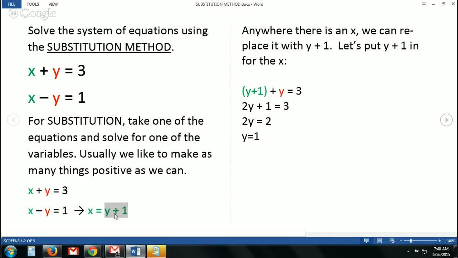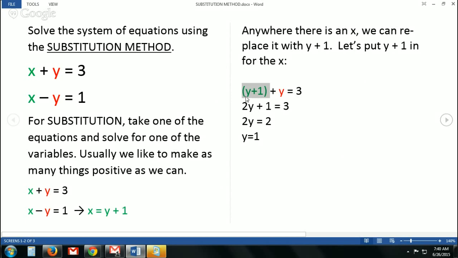So we can take the y plus 1 that we know x to be, and we can substitute it into the other equation in the place of x. Let's do that now. Anywhere there's an x, let's replace it with y plus 1. Putting y plus 1 in for the x gives me y plus 1 plus y equals 3. Now, I didn't really need the parentheses there, so let's take those away.